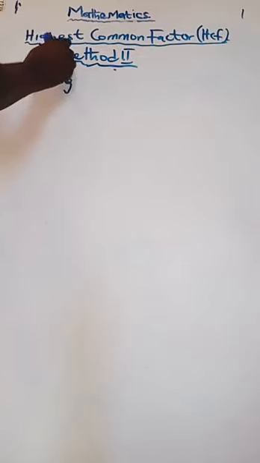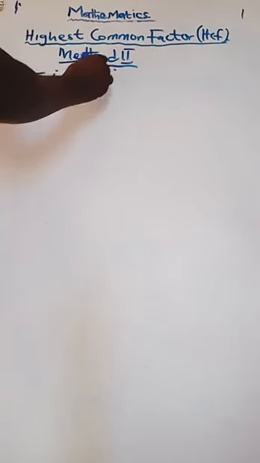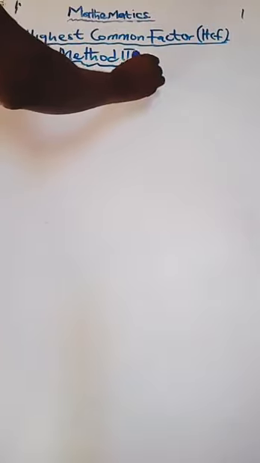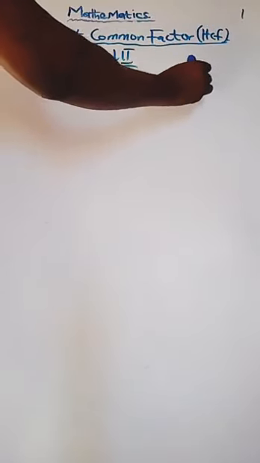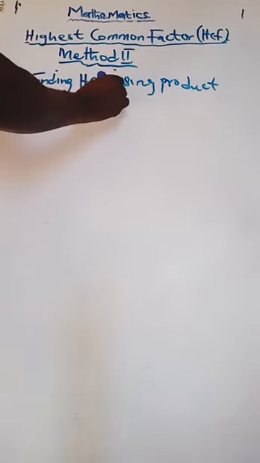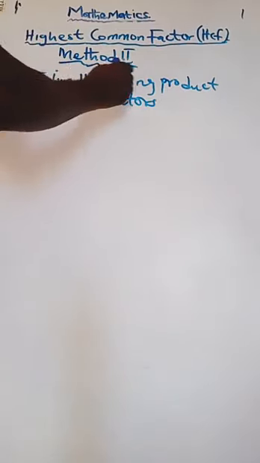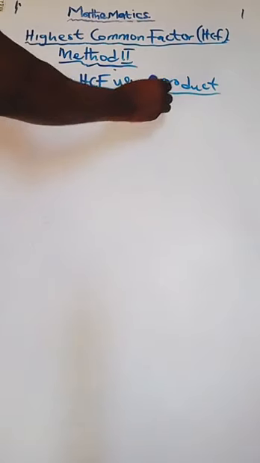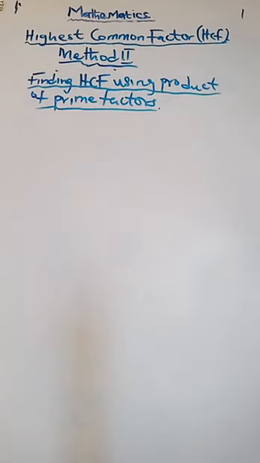Method 2. The main trick under method 2 involves finding HCF using products of prime factors. This is the method I will recommend because, one, this method is very fast and it is very easy. Under this method, there are steps you need to take to arrive at the final HCF of numbers.